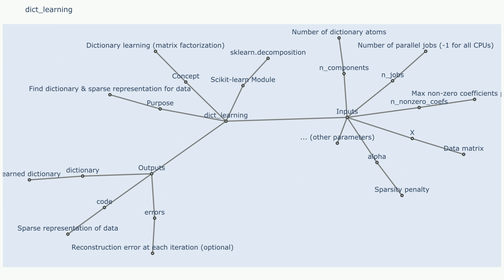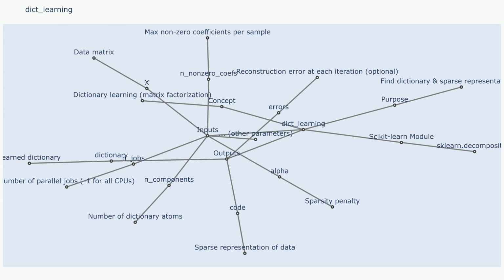3. Key parameters and their influence. n_components, int: defines the number of atoms, or basis vectors, in the dictionary. Choosing an appropriate number is crucial. Too few atoms might lead to insufficient representation, while too many can lead to overfitting. alpha, float: the regularization parameter that controls the sparsity of the sparse codes. Higher alpha values promote sparser representations.